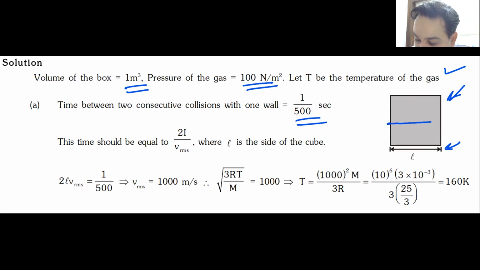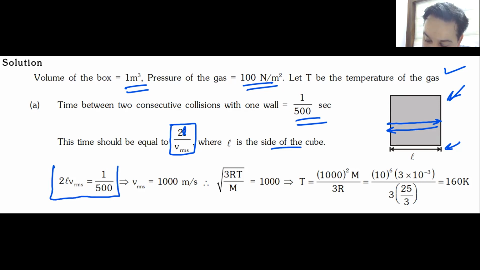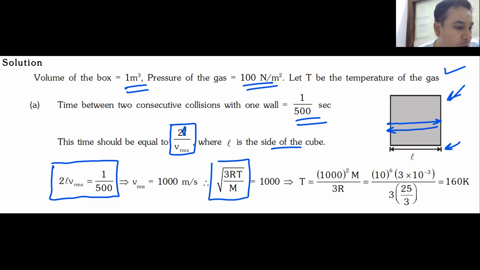So a particle starts from here, goes till here, and then it will come back. So between two successive collisions, the time interval will be 2 times L by VRMS. Yes or no? Yes, sir. L is the length of the cube. Now this 2L divided by VRMS will be equal to 1 by 500. From here you can find out the RMS velocity. Then this RMS velocity will be equal to root over 3RT by M. Yes or no? Yes, sir. And that is how you get the temperature.